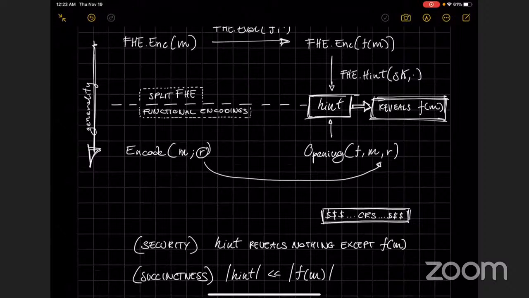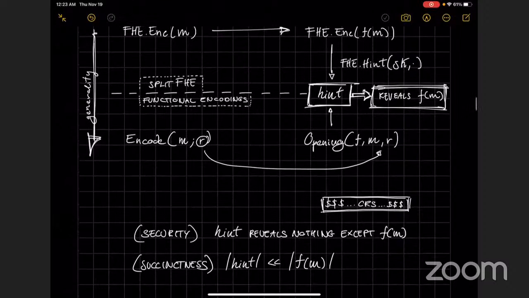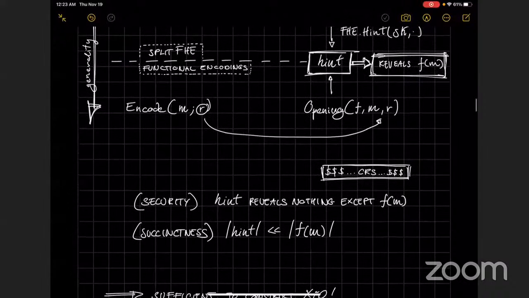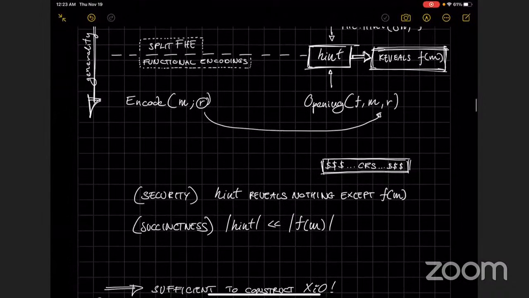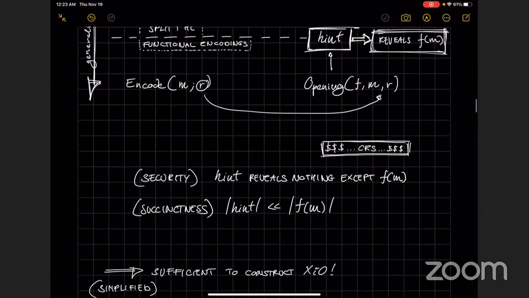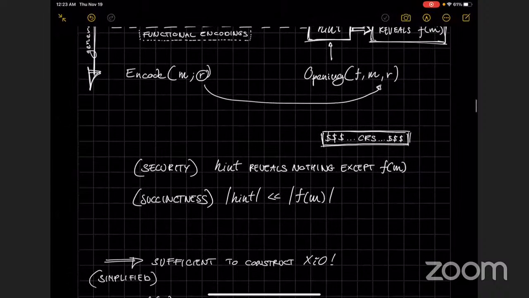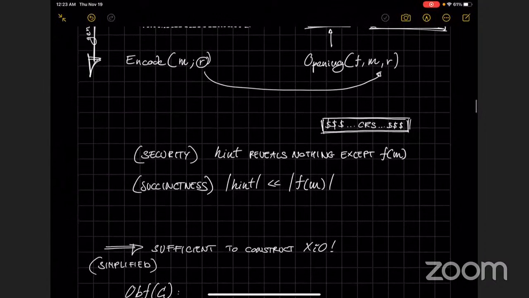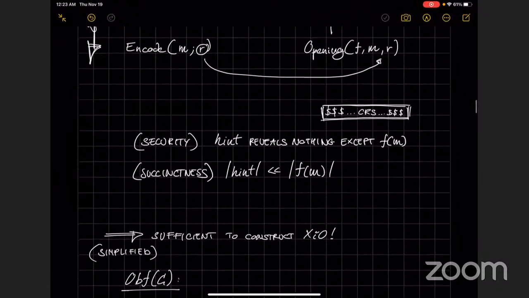And the last thing that I want to talk about, and then I'm going to leave the stage to Roman and Daniel, is how to use our split FHE or functional encoding in order to construct XIO. I'm going to be very brief about this because the construction is actually very simple. And I'm going to give you an even more simplified construction, but I'm sure that you can all get the actual construction once you grind over the details a little bit.